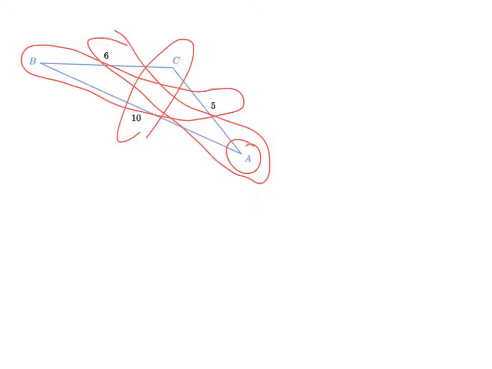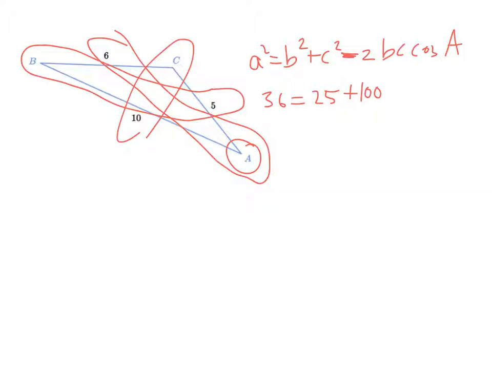Solving for angle A, I'm going to set this up as an a squared law of cosines. And we've got b squared plus c squared minus 2bc cosine of angle A. A squared is going to be 36. B squared is going to be 25. C squared is going to be 100. Minus 2 times 5 is 10, times 10 is 100.